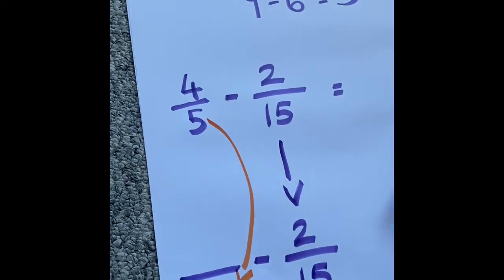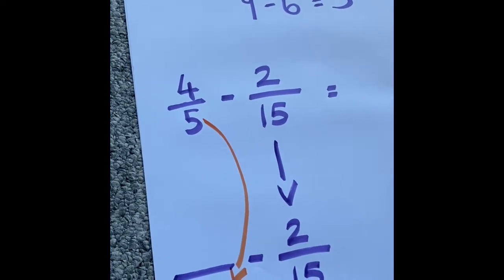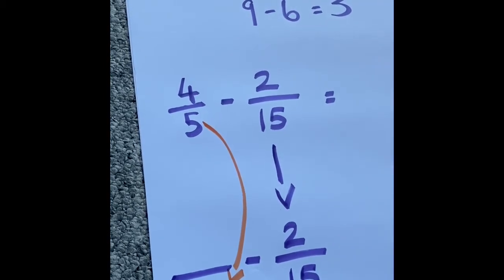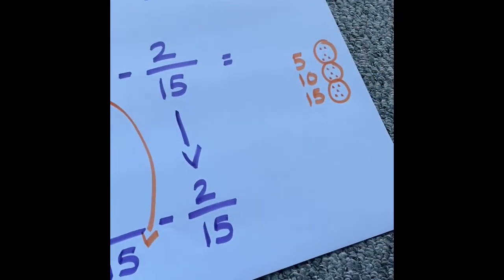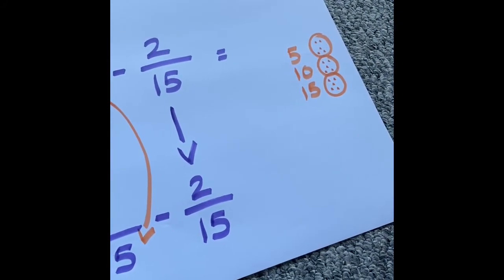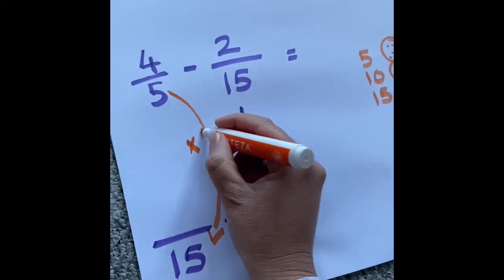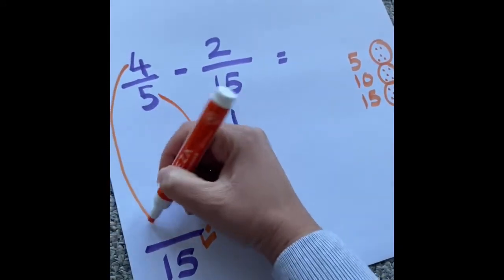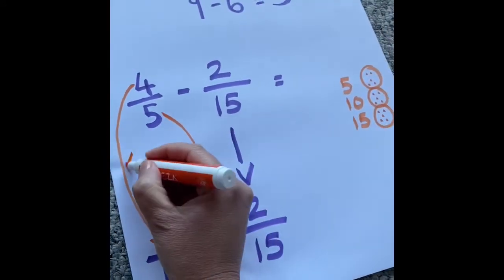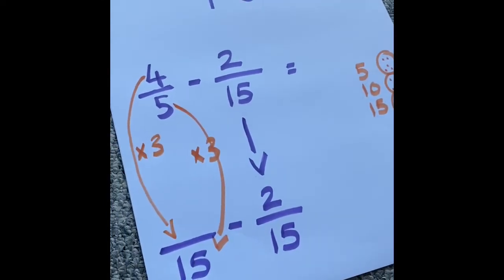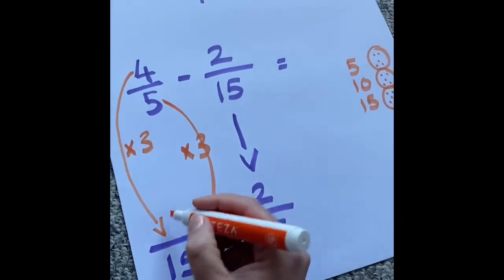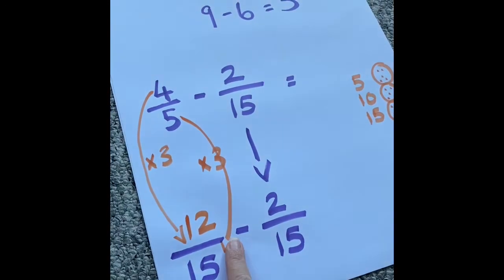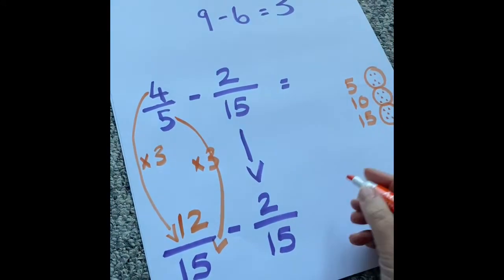Again, I could count up like this, and remember, one group of 5, 2 groups of 5, 3 groups of 5. Sorry, you didn't get to see that while I was drawing that. 5, 10, 15. I know that there are 3 lots of 5 in 15. What do I need to do to the numerator that I do to the denominator? I need to multiply that. 4 multiplied by 3, 4 lots of 3, 4 groups of 3, it's 12. My new number sentence now is 12/15 subtract, take away 2/15.